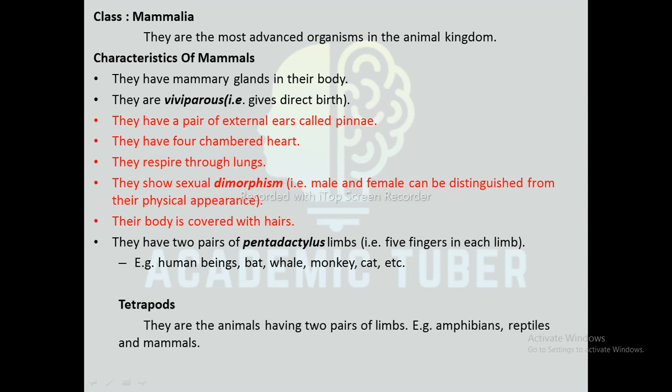Tetrapods. Tetrapods are the animals having 2 pairs of limbs. Examples are amphibians, reptiles, and mammals.